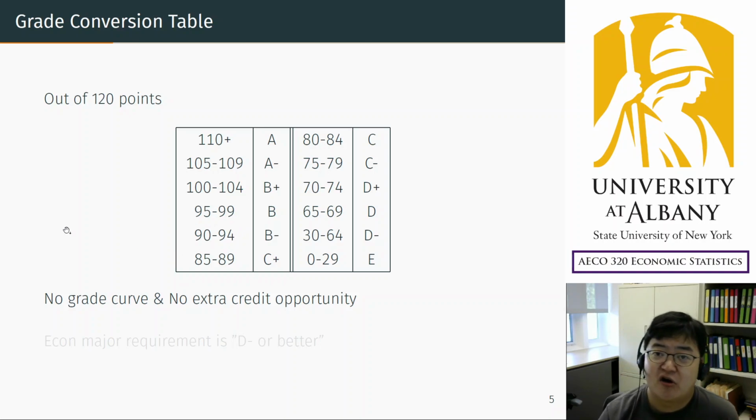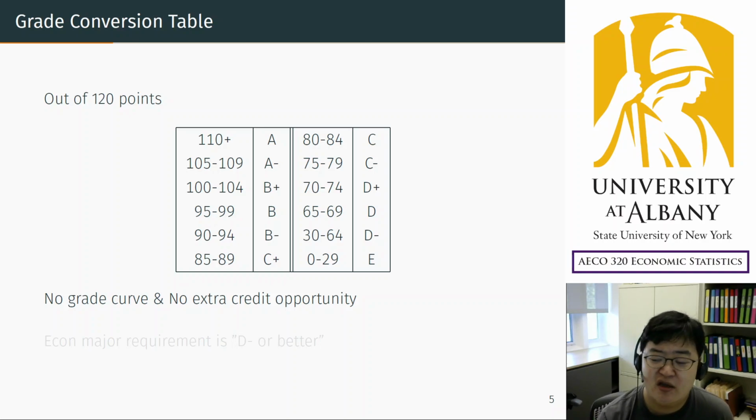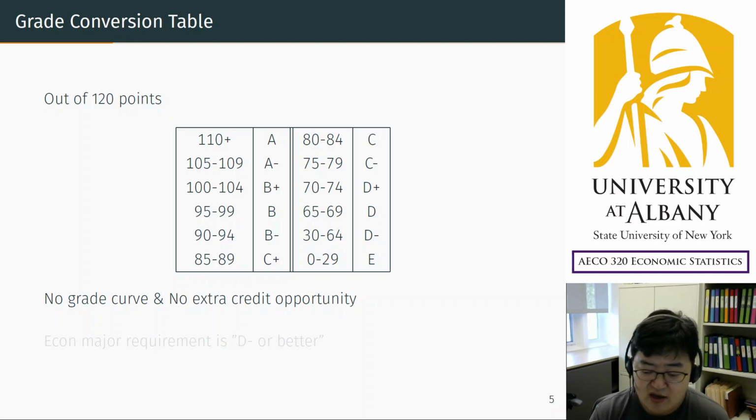And I do not curve. I do not grade on the curve because if I grade on the curve, I have to scale down. I have to lower your grades. So this conversion table from my past experience is already very generous. So not grading on the curve is for you. That will be a more generous grading policy. And instead, there is no extra credit opportunity.